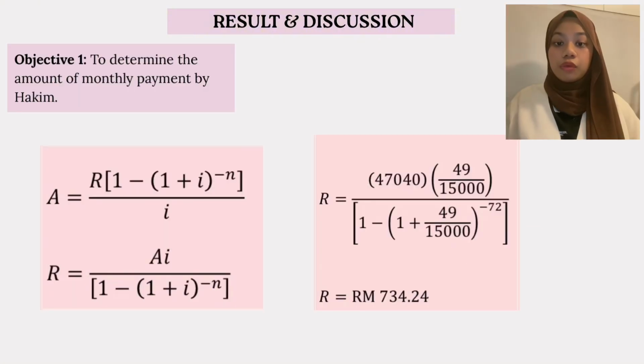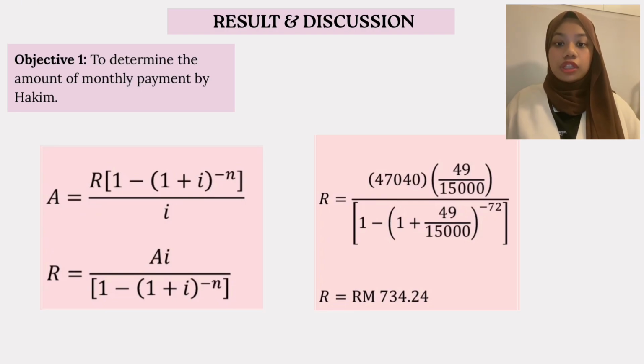Result and discussion, objective 1: to determine the amount of monthly payment paid by Hakim. The formula is A equals R multiplied by 1 minus (1 plus i) to the power of negative n, divided by i. We shift the R to the left side, so R equals A i divided by 1 minus (1 plus i) to the power of negative n.